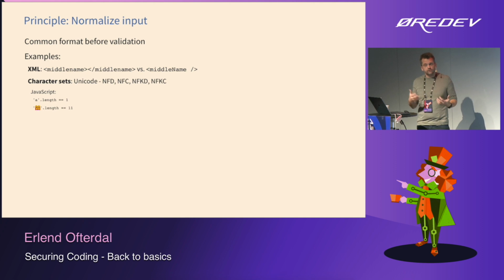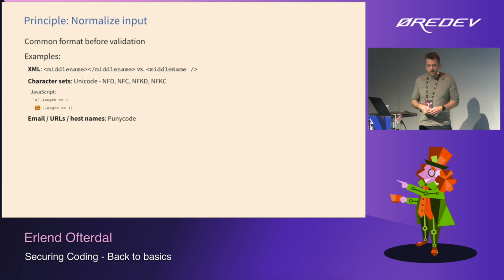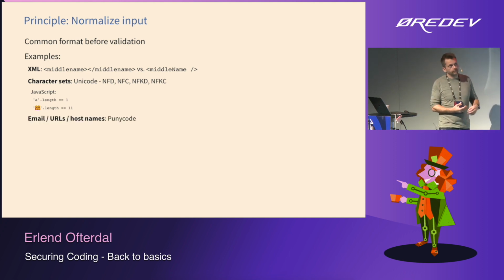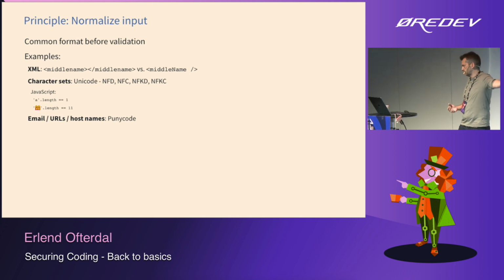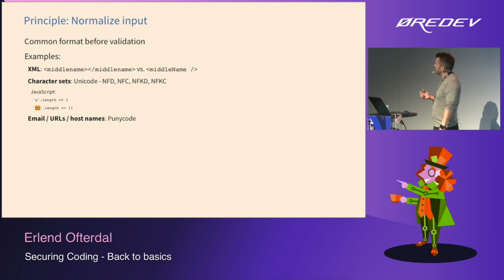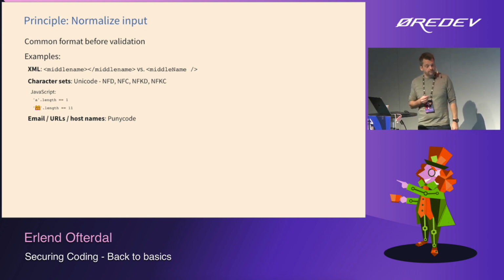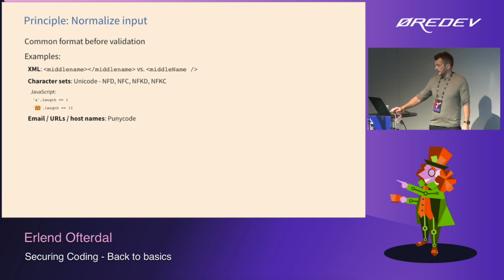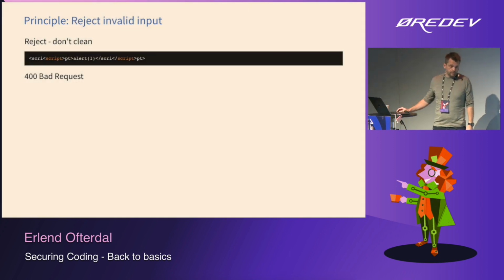So we need to make sure that we're treating things in the same way. And the same thing holds for emails and host names and stuff like that. Some of you probably saw that there was recently a Punycode vulnerability in OpenSSL. So this happens all over the place still, that we have these problems.